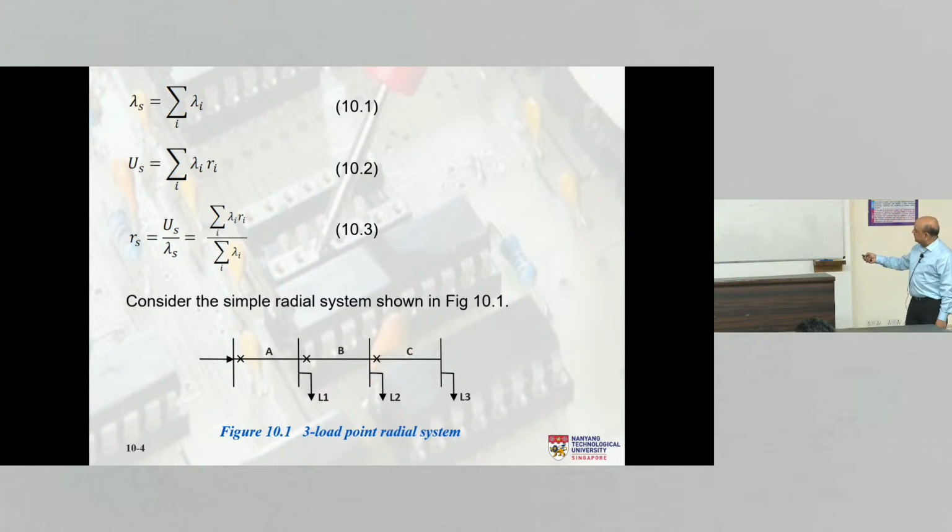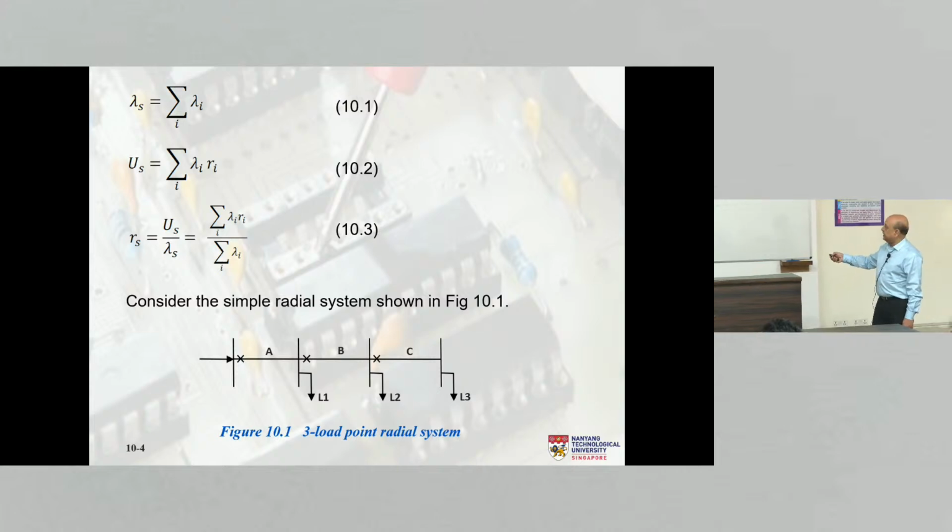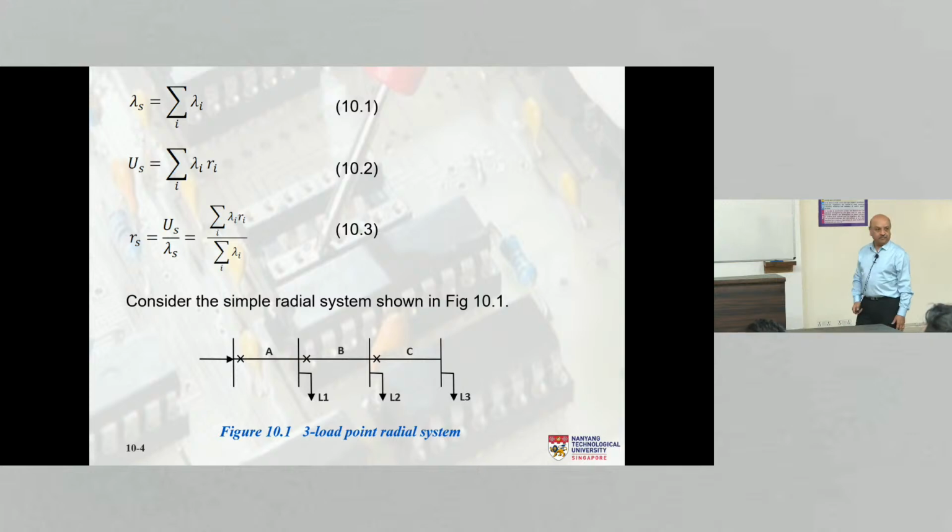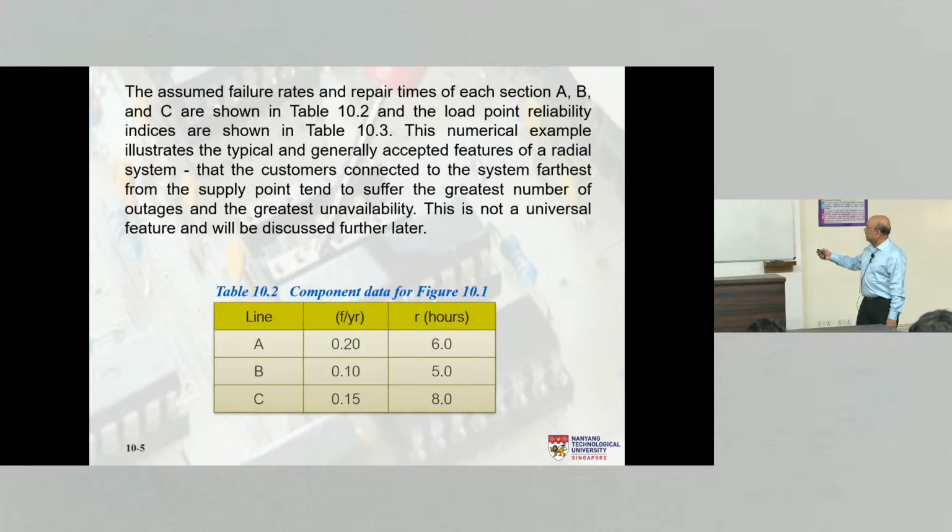So let's consider this radial feeder. There is power coming at this bus, and this is a circuit breaker. This is a section A, another circuit breaker, section B, another circuit breaker, section C. And we have got these loads L1, L2, L3 connected at each of these buses, right? Very simple. Every power engineer can relate to that very easily. It's a 3 load point radial feeder, okay? So the assumed failure rates and repair times are shown here.